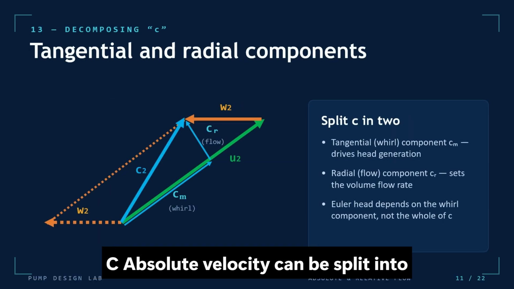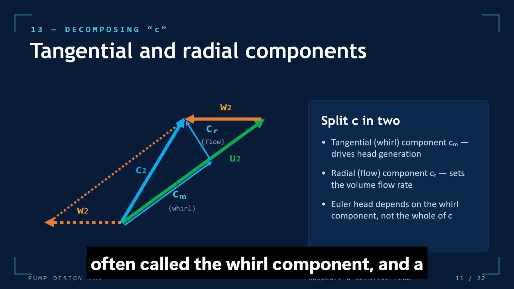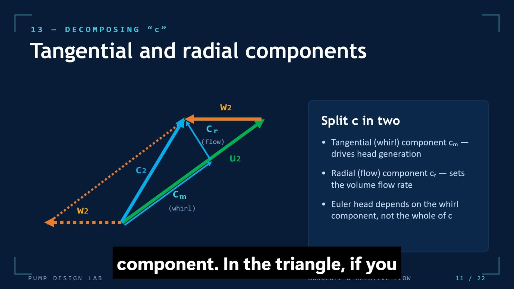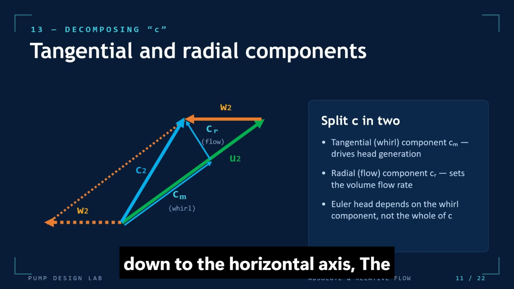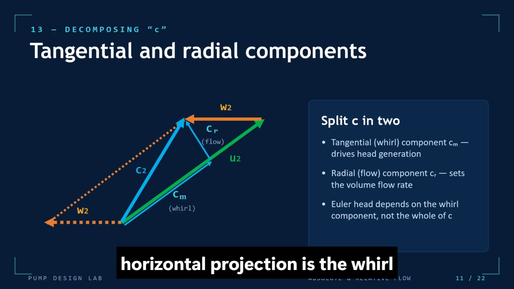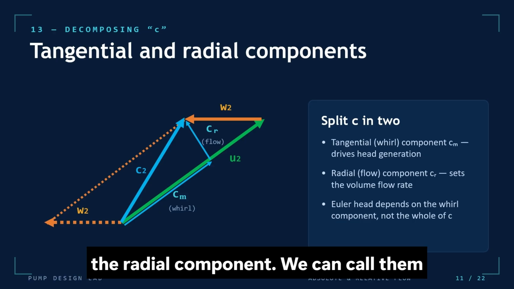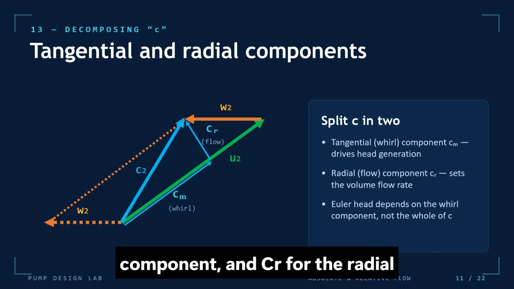Components of c. The absolute velocity c can be split into two components. A tangential component, often called the whirl component, and a radial component, often called the flow component. In the triangle, if you drop a perpendicular from the tip of c down to the horizontal axis, the horizontal projection is the whirl component, and the vertical projection is the radial component. We can call them c theta for the whirl component, and c r for the radial component.